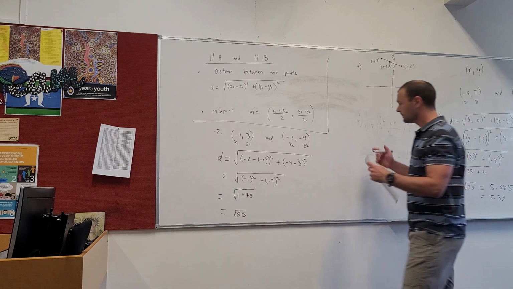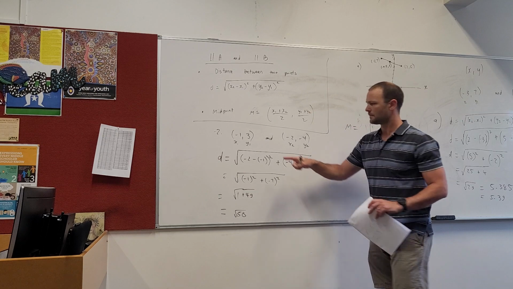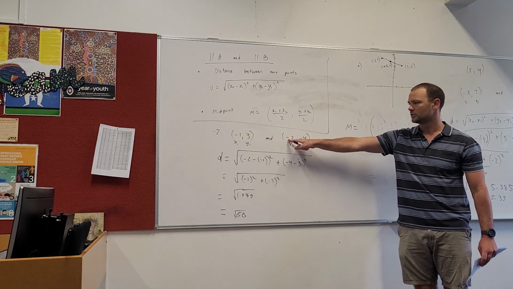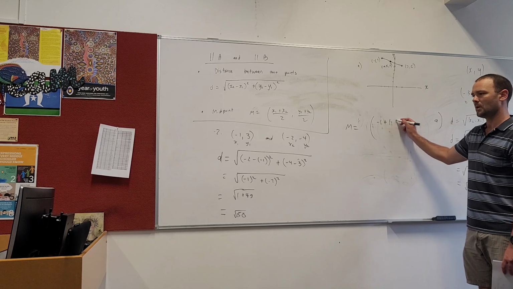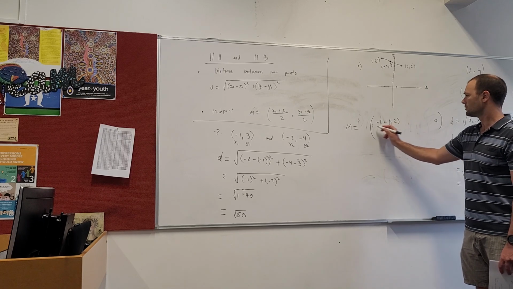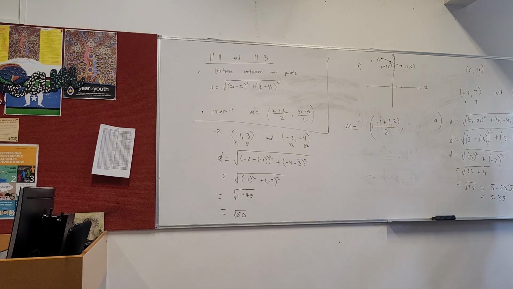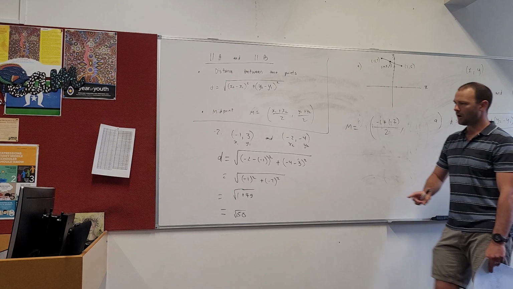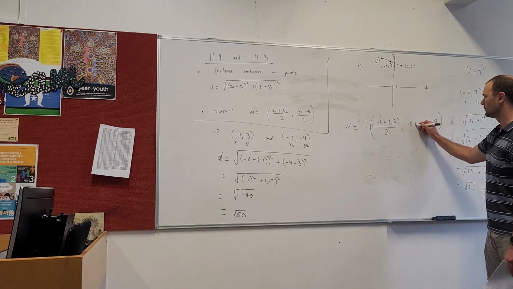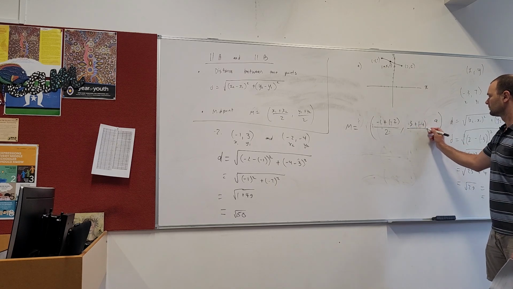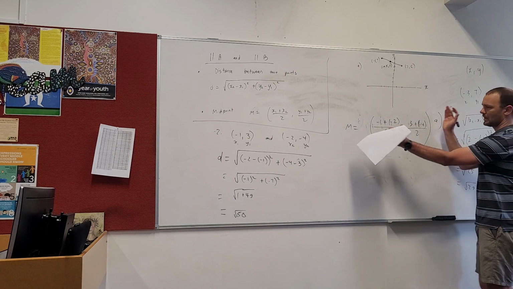Okay, so for the midpoint, we're going to have x1 plus x2 divided by 2. So minus 1 plus minus 2 divided by 2. That's the x value. Adding the two x's together and dividing by 2. And then for y, 3 plus minus 4 divided by 2. That's a bracket. And it's a coordinate, so we need brackets around the whole thing.